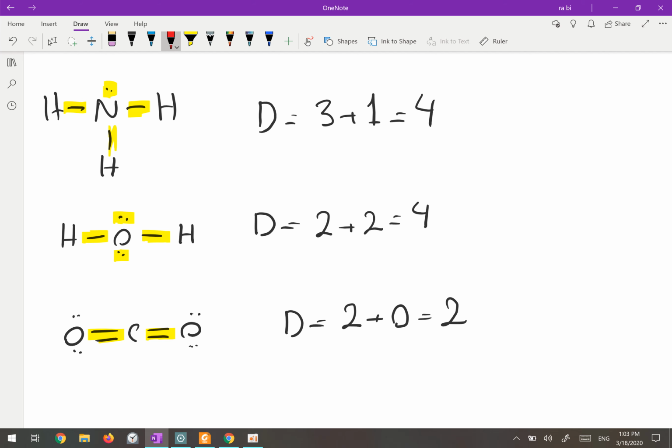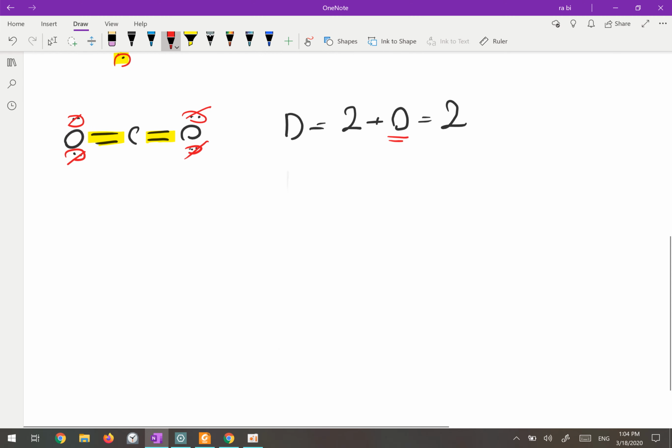You can see that you have lone pairs here around the oxygen, but as we said, in the domains we only count the lone pairs which you have on the central atom. So these lone pairs are not counted as domains. Okay, so let's move on.